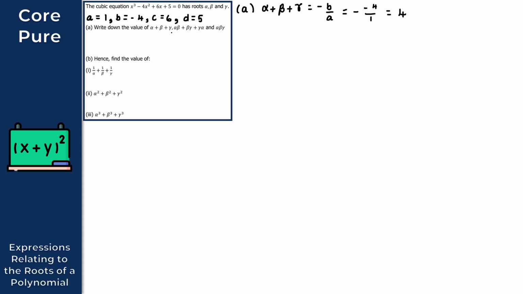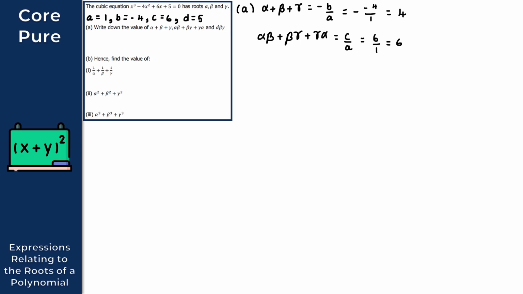So for the second expression, we have alpha beta plus beta gamma plus gamma alpha. This result is equal to c over a. So in that case, what do we get? Well, c is equal to 6, a is equal to 1. So we get 6 over 1, which is the same as 6. Okay, so again, nice and straightforward.